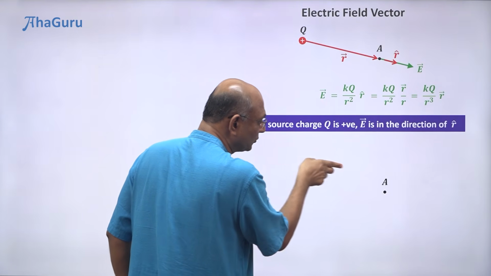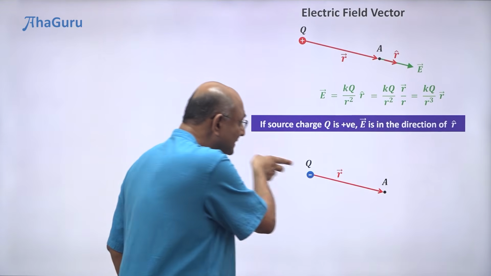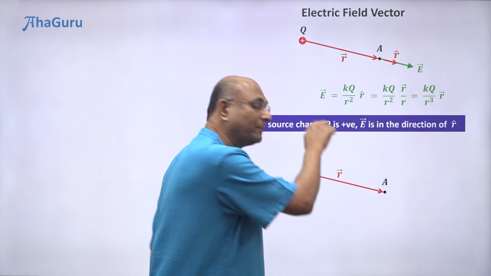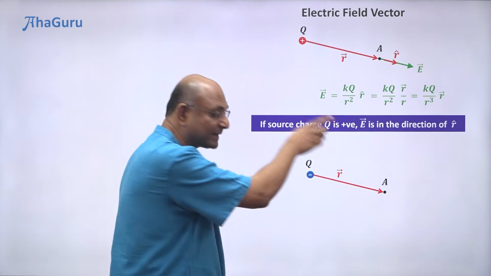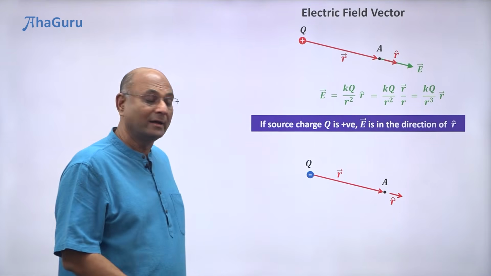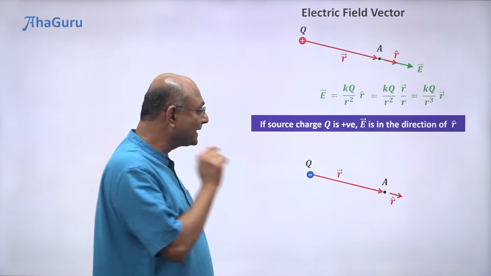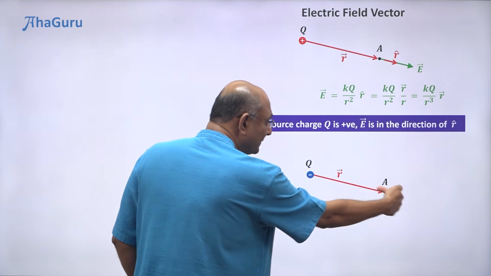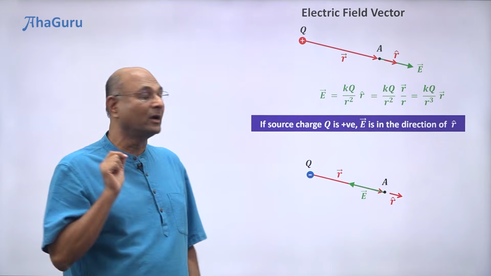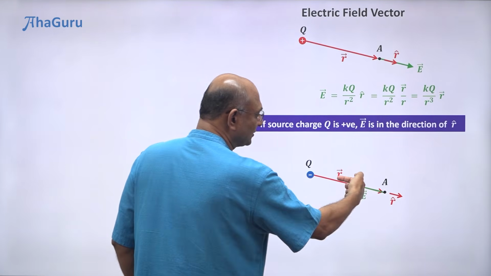So from the source to this point that we are interested in, we draw an arrow. This is the r vector. Always the r vector is from the source charge to the point that we are interested in. That is the direction of the r vector. What about r cap? R cap is in that direction, right? Because this is the r vector, so r cap is in the direction of the r vector. But the electric field is not going to be that way, it is going to be this way. Why? Because there is a negative charge. So the electric field is going to point towards the source charge. So this is the direction of the electric field.